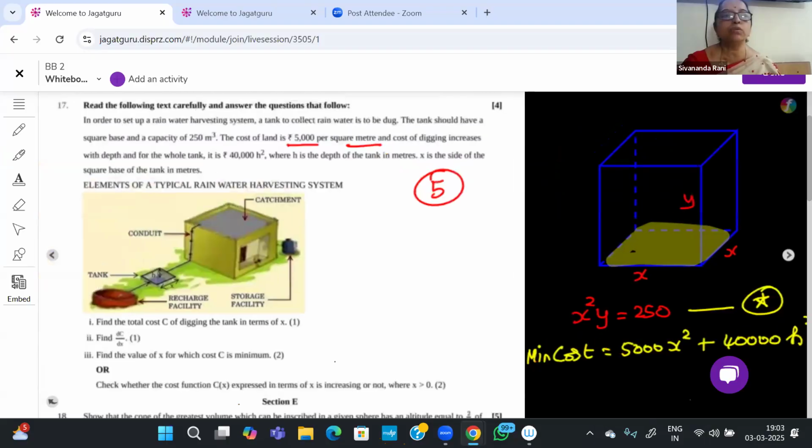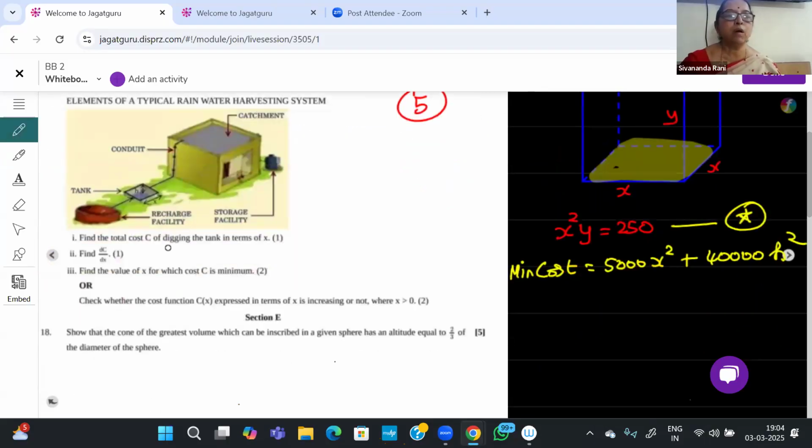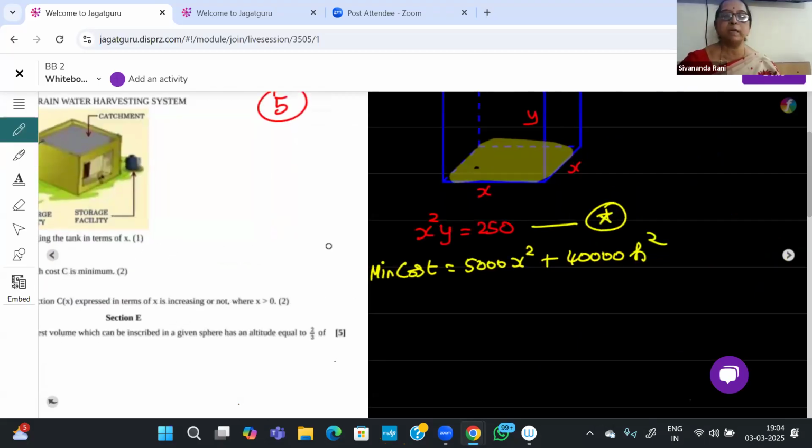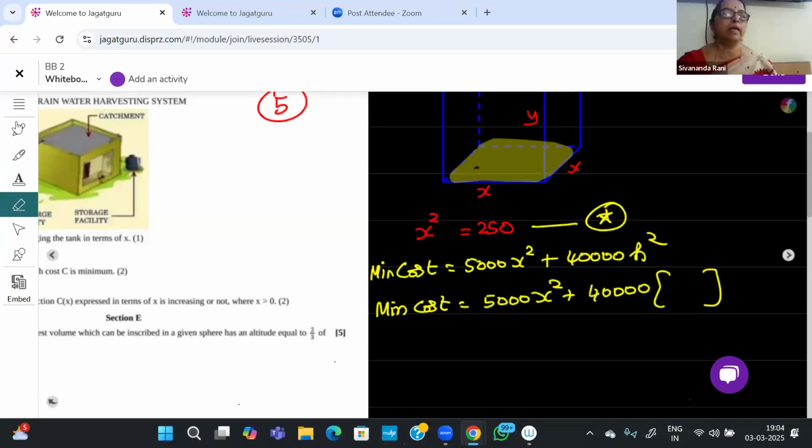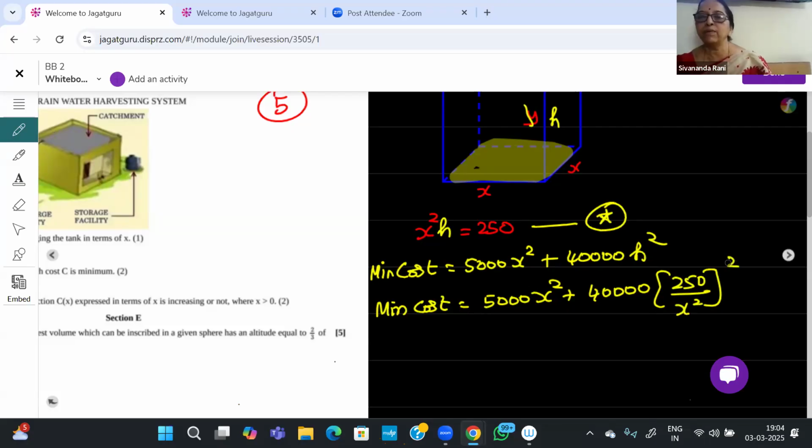Minimize the cost, obviously. If you construct these two, that's all there is in maximum minimum. After that, what are you supposed to do? Here: find the cost C of digging the tank in terms of X. We got the cost in terms of X and H, but I have to get it in terms of X. So for that, I should make use of star. So this is 5,000 x square plus 40,000 into, what is H? Here, 250 by x square, the whole square. I had taken it as Y actually, but it is actually H.